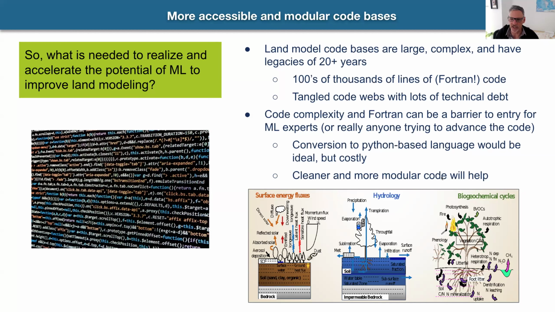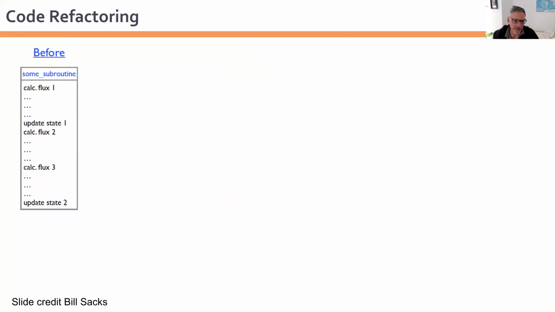If the user doesn't need to know all the details of Fortran, maybe it won't be so difficult. So one thing I think is important to do, and I think all the groups around the world are doing this, is code refactoring. This is a slide credit from Bill Sacks, where we had an issue in the Community Land Model where we were calculating a flux, say a water flux or an energy flux, updating a state, calculating another flux, and maybe a third flux, and then updating another state. It was written in a sequential mode, and it was hard to understand because the flux calculations and the state updates were all interleaved, and it wasn't easy to see how everything was adding up together.